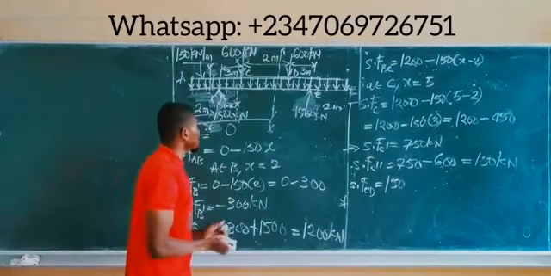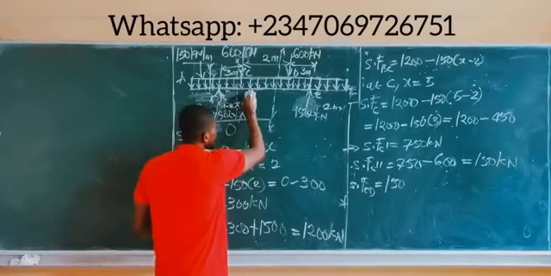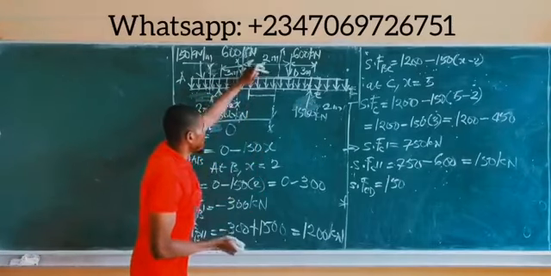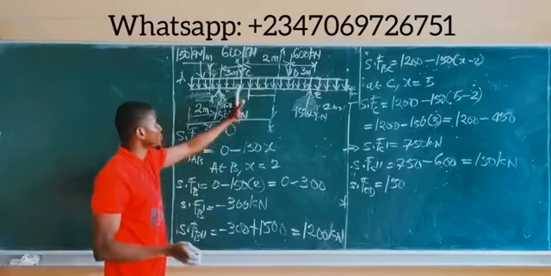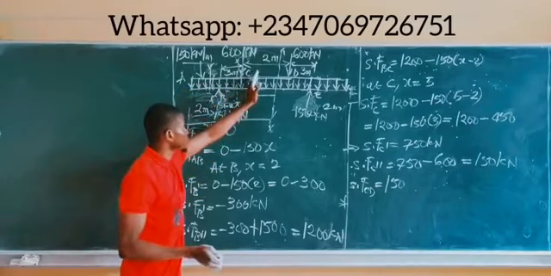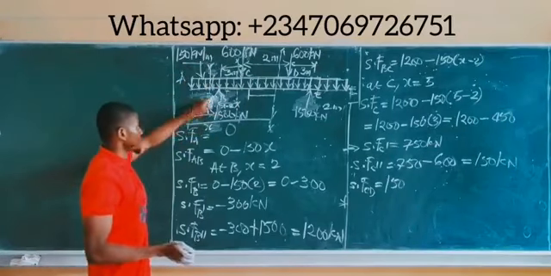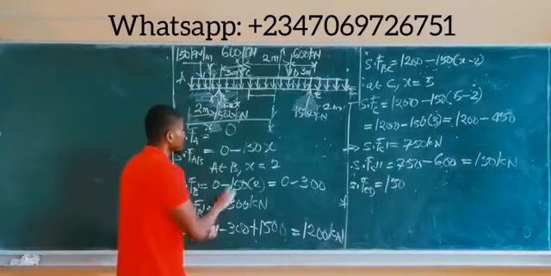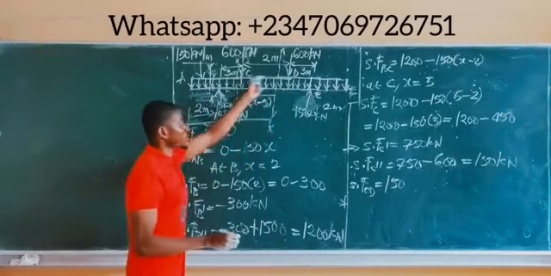Now, if the distance is X meters, what is now the length from point C to the point of section? What is now the length of the UDL between point C and the point of section? To get this length, simply remove the other lengths you don't need. I don't need 3 meters, I don't need 2 meters. I'm moving from C, so I don't need all these lengths behind. Simply take away these 2 lengths from X, and 3 plus 2 is 5. So the length from point C to the point of section is simply X minus 5. That is the length of the UDL about the point of section.